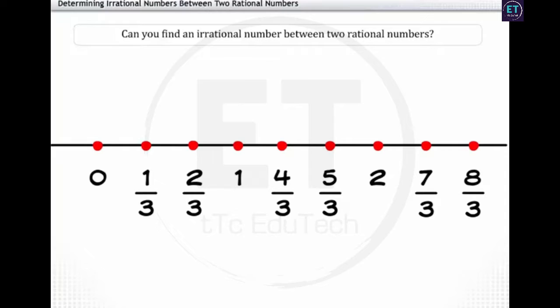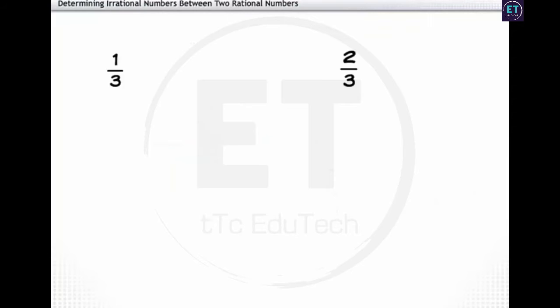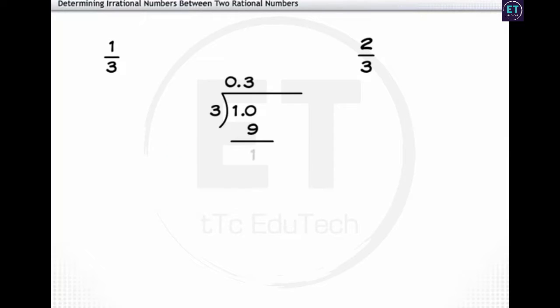Let's try. Consider two rational numbers, 1 divided by 3 and 2 divided by 3. First, we'll find the decimal expansion of the first rational number. Thus, 1 divided by 3 is equal to 0.333 and so on.